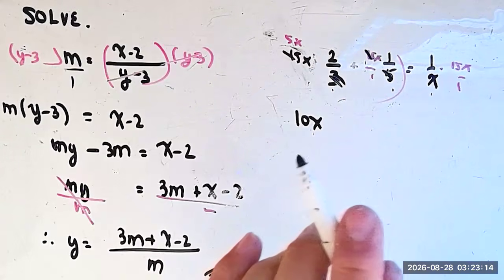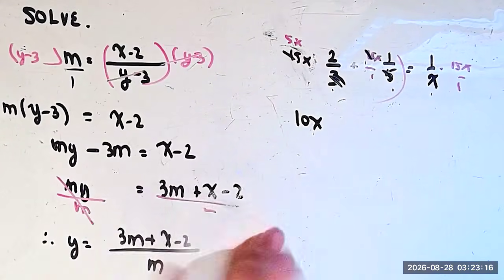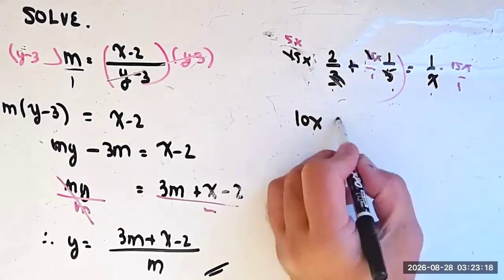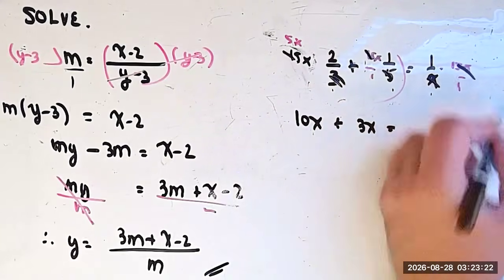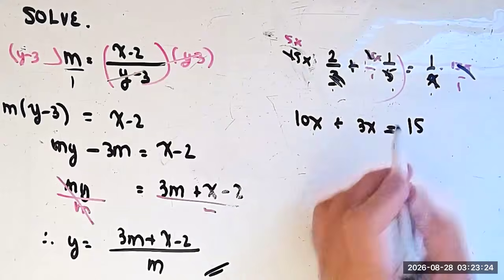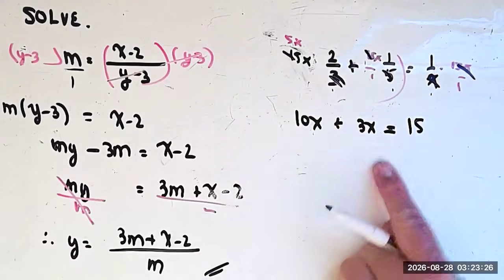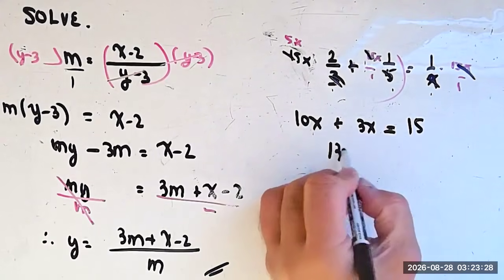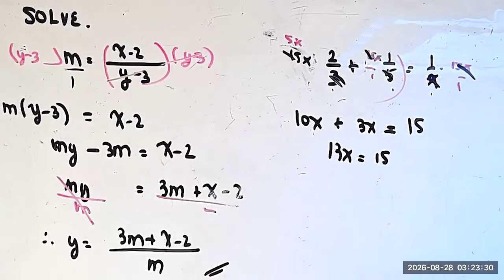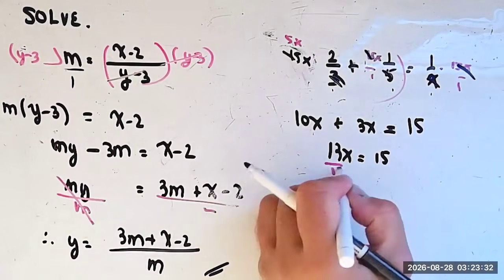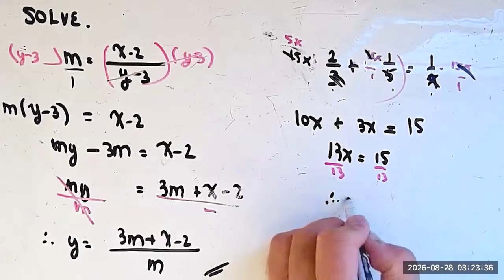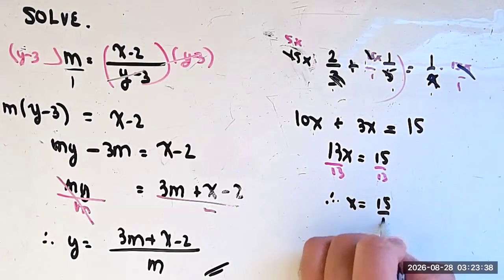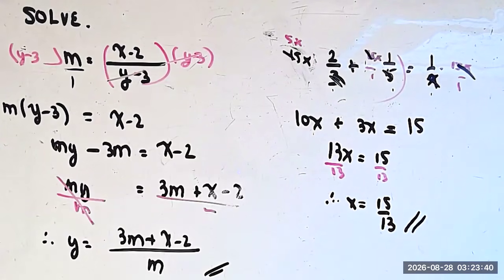It was, oops, what am I doing? It was a plus here. Okay, so plus 3x equals x over x is 1, so that will be 15. And we are done. 10x plus 3x, 13x equals 15, divided by 13. Therefore, x equals 15 over 13, and we are done.